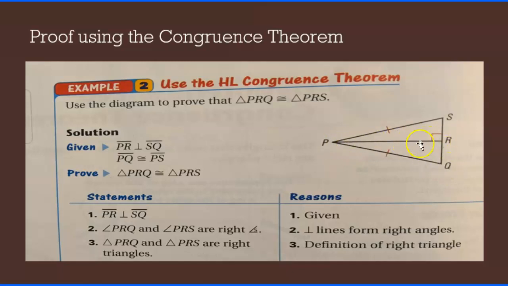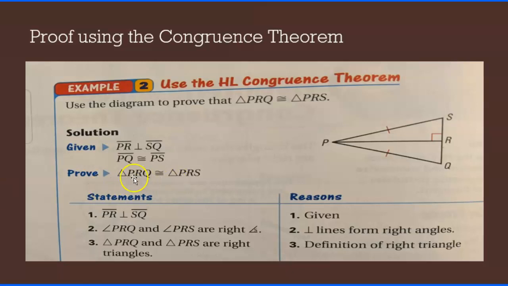PRQ, PRS are right triangles. And that just merely comes from the definition of a right triangle. We know that right triangles are going to have those perpendicular lines. We also know that they're going to be 90 degrees. And we have all this information, so all we really need to do is put down here definition of a right triangle. That just kind of encompasses all the information that we know about right triangles. Okay, so then we keep moving along.